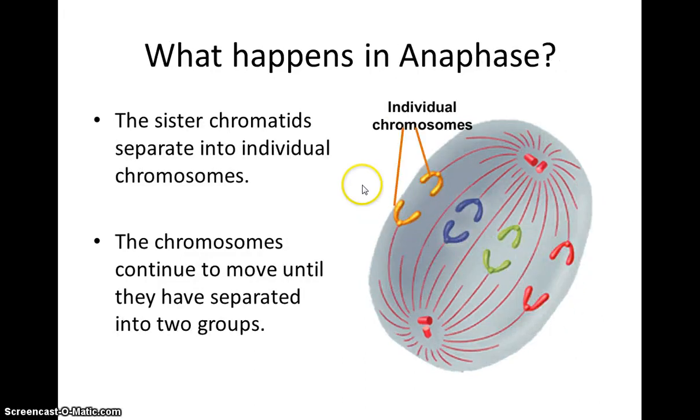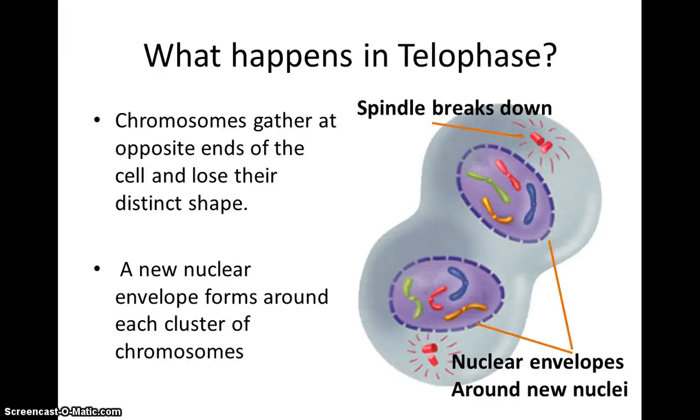So here you can see the spindle is pulling apart these sister chromatids now into individual chromosomes. So this is going to set it up so that each of the cells will end up with one copy. And again, I've said here, they're going to continue to move until they've separated basically into 2 groups. So once they're in 2 groups, well, the cell needs to start to reassemble.